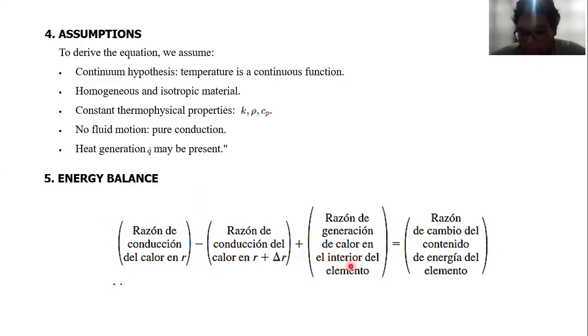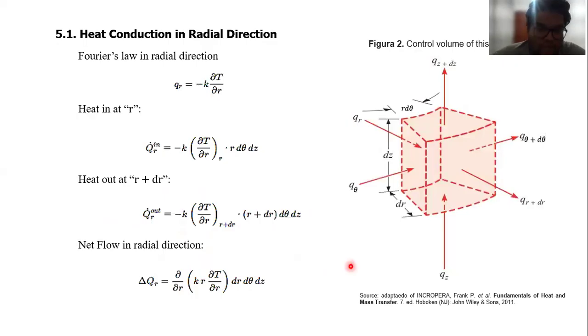All these operations are going to be, to us, a rate of change of energy. Okay, so let's continue. We have here some equations which are deduced about this control volume. As I explained a few minutes ago, we have three axes: q theta, qr, and qz.